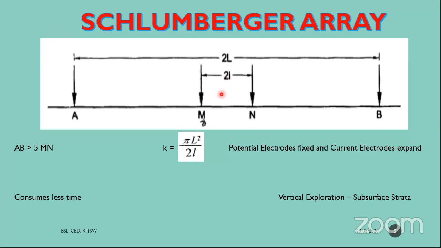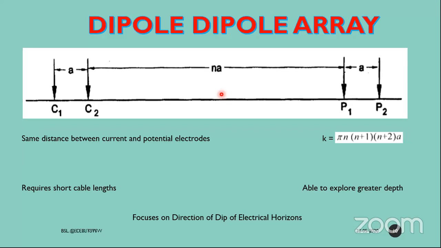Next is dipole-dipole. If you see the dipole-dipole array, at one extreme the current electrodes are provided, and at the other extreme the potential electrodes are provided, with a uniform spacing of a. The distance between these two pairs is n times a, where n is always recommended to be an integer. This is also used to explore much greater depths. Especially, this is used for 3D profiling. I'll discuss it in further slides.